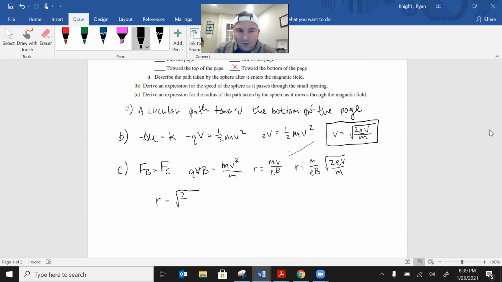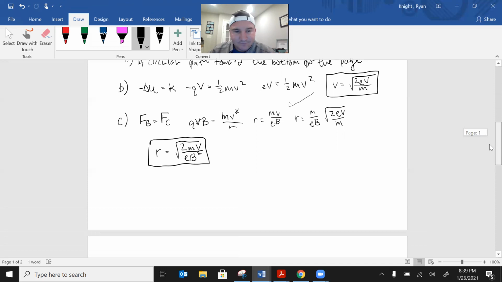So we'll have 2mV, V being potential, which is allowed, over e B squared. And there is our expression for radius. And I think I got everything. m cancels m on top. 2e cancels with the e squared on the bottom, so we get an e on the bottom. We get a B squared on the bottom. B stays on top. Yep, I think I got everything. There we go. Expression for radius.